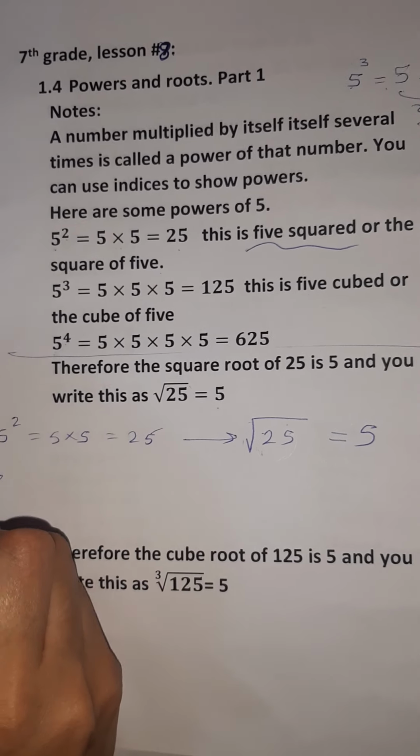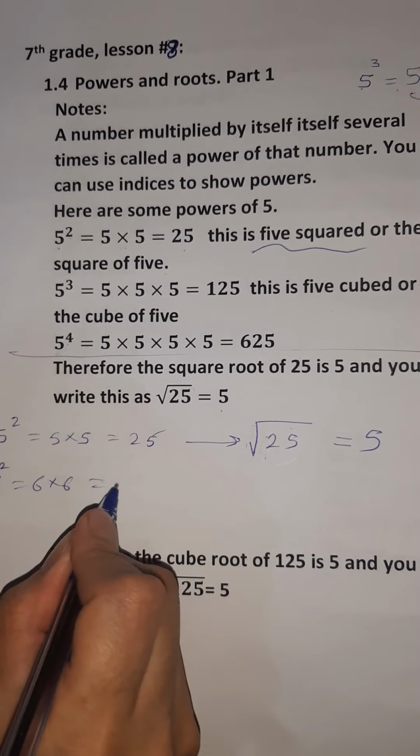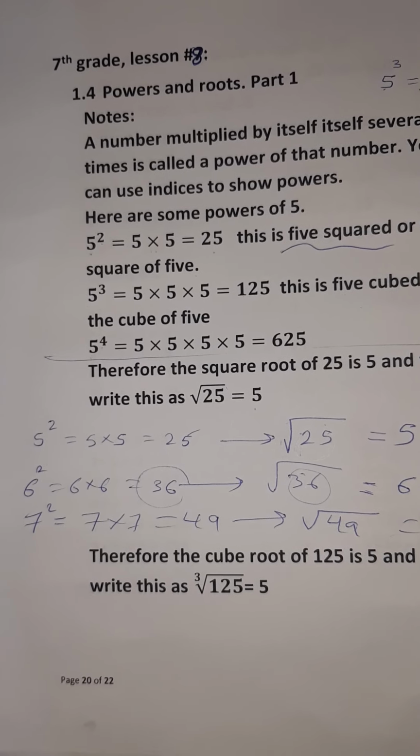Another example, 6 squared means 6 times 6 equals 36. Now, the square root of 36: a number that you can multiply by itself twice will give you 36, which is 6. 6 times 6 is 36. 7 squared equals 7 times 7 equals 49. Now, the square root of 49 equals 7, since 7 times 7 equals 49. This is for a square root.